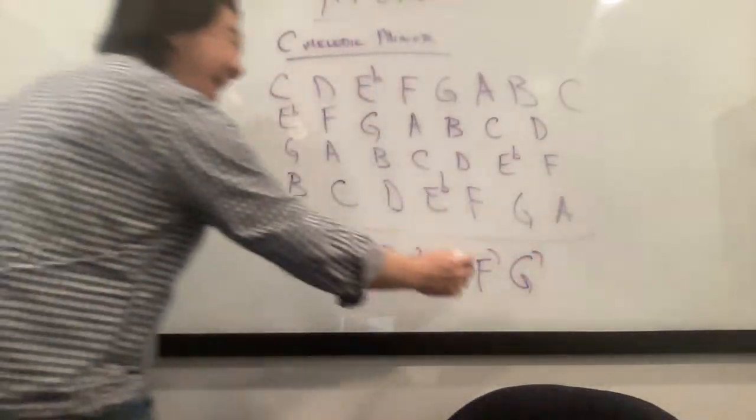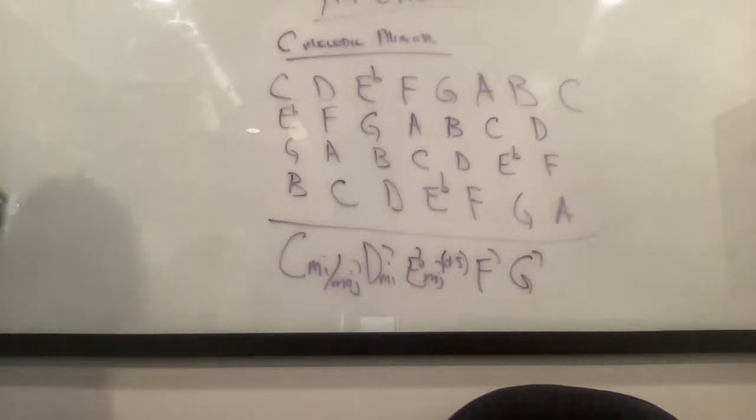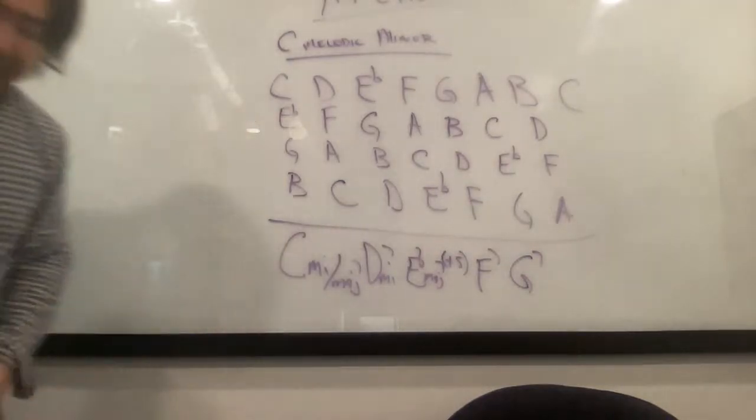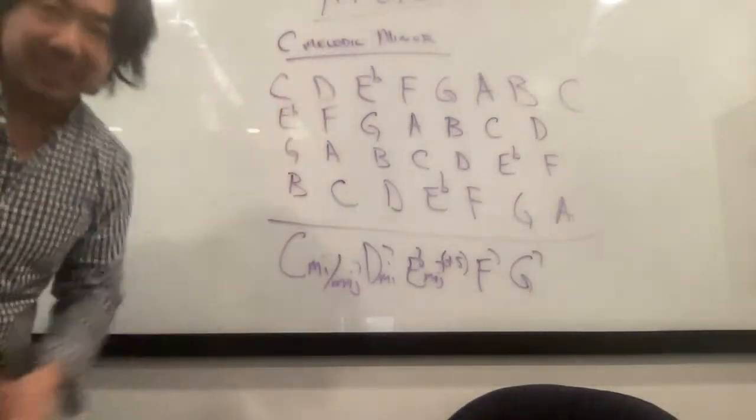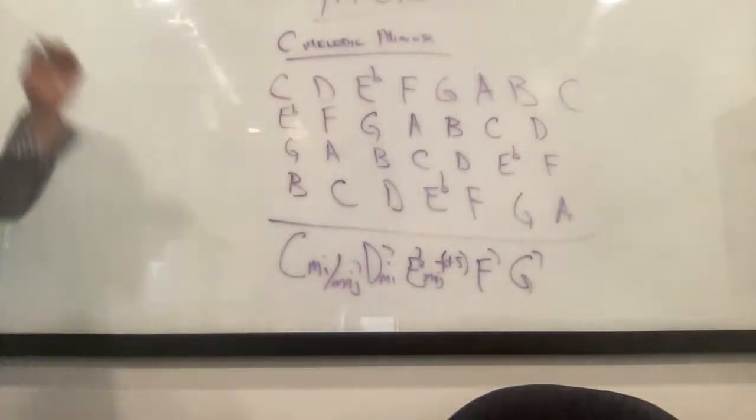The 4 chord and the 5 chord are both dominant 7s in the key of C melodic minor. Notice I said key of C melodic minor. I consider it like we're in the key of C melodic minor, not key of C anymore.